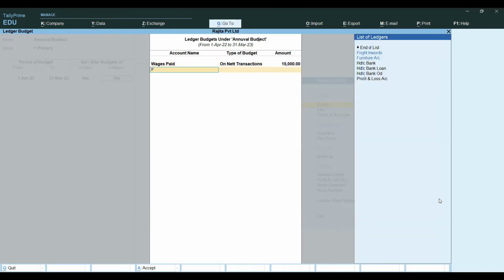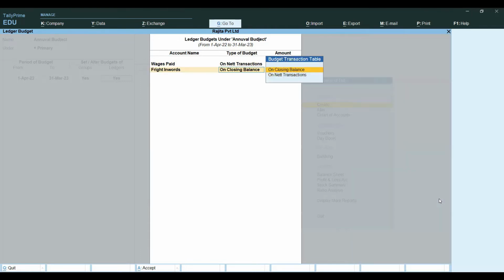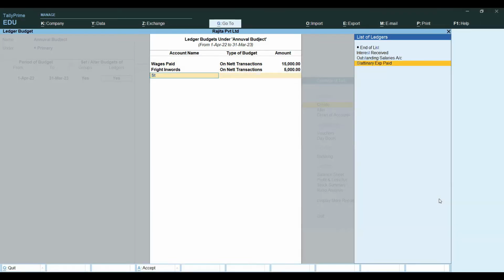Enter. Next, freight inwards we have. See, right side it is showing, ma. Already I have created a ledger, it is showing. Okay. And net transaction 5,000 rupees, ma. Enter, ma. Now under indirect expenses also we have ledgers, all we want to record. Stationery. Already we have created all these ledgers, that's why it is showing on the right side, you can select it. If you have not created, you can press all.